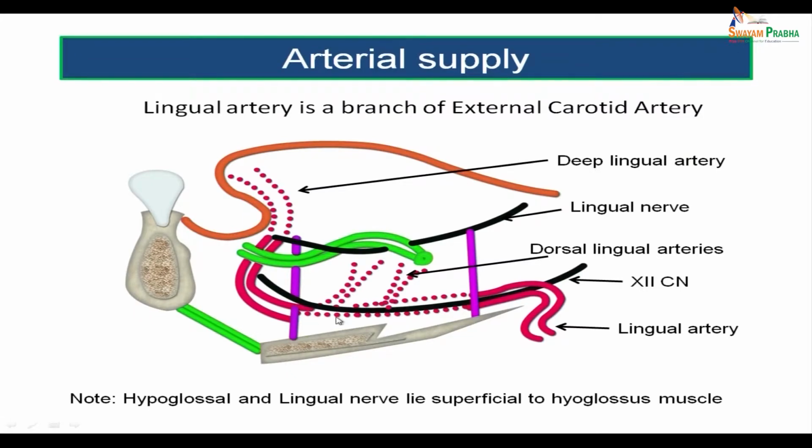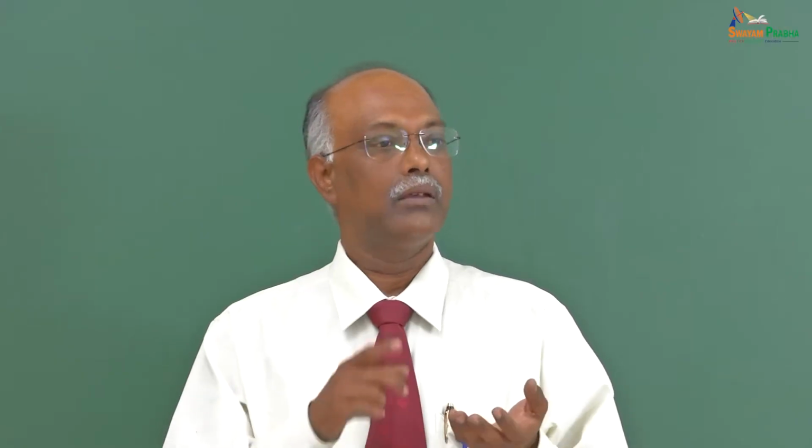Now let's have a look at the arterial supply of the tongue. The lingual artery is a branch of the external carotid artery. What are the other branches from the external carotid artery? You have the superior thyroid artery. Okay, what else? You have the ascending pharyngeal, facial, lingual. What are the posterior branches? Occipital artery, posterior auricular artery, and there are two terminal branches. Which are the two terminal branches of the external carotid? The superficial temporal and the maxillary arteries.